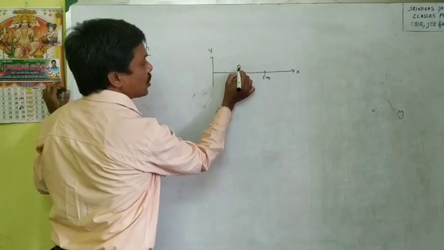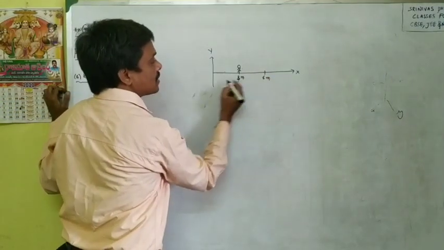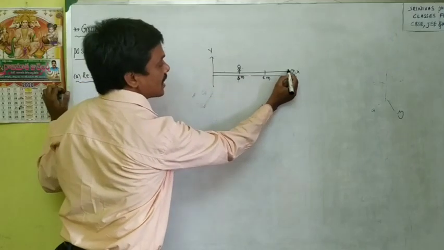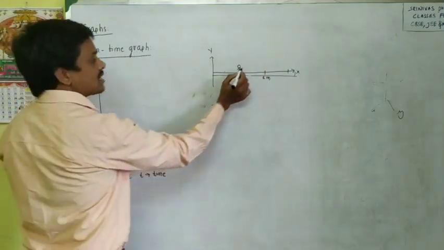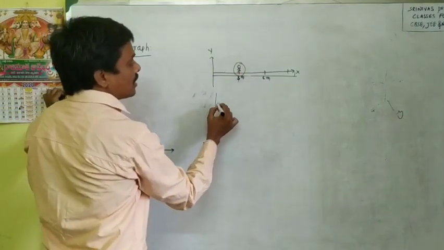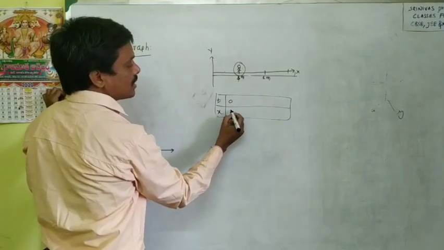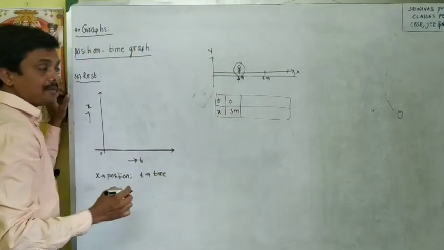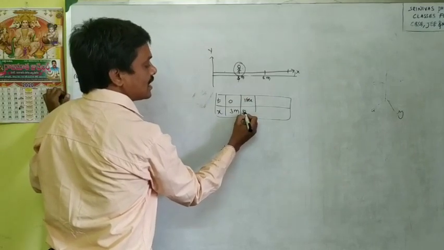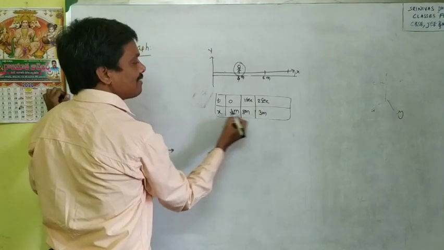For example, one person is standing at the 3 meter location, right? This is the road, and on it there are boards: 3 meter, 6 meter, 9 meter, increasing like this. One person is standing at 3 meter. Now if we take some time values and position values: at the starting time the person is at 3 meter. After 1 second, again the person is at 3 meter. After 2 seconds also the person is at 3 meter. Position is always 3 meter.